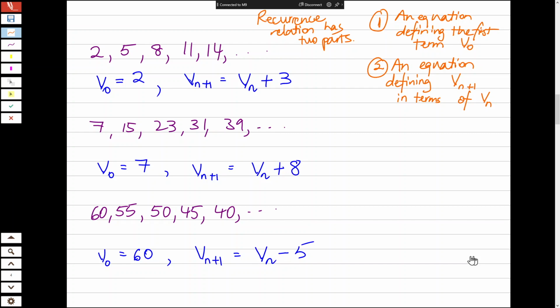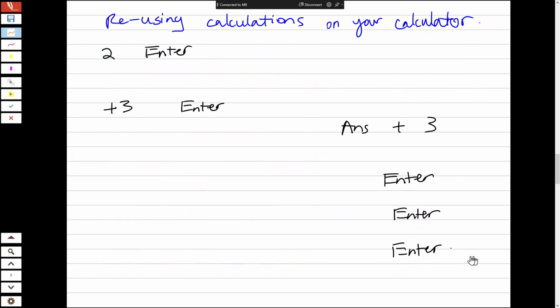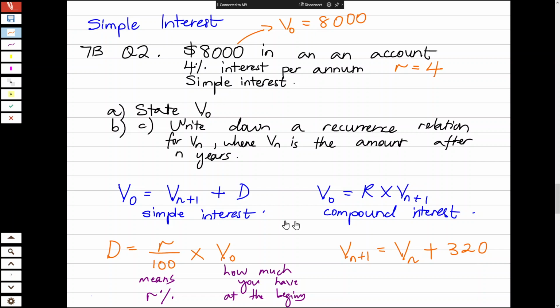Based on past exams, this is a 1 mark question, giving both. And if you only give one, you'll get 0. So make sure that you put both down when asked for a recurrence relation. So I also need to say V naught equals 8,000. And then I've answered the question. Okay?